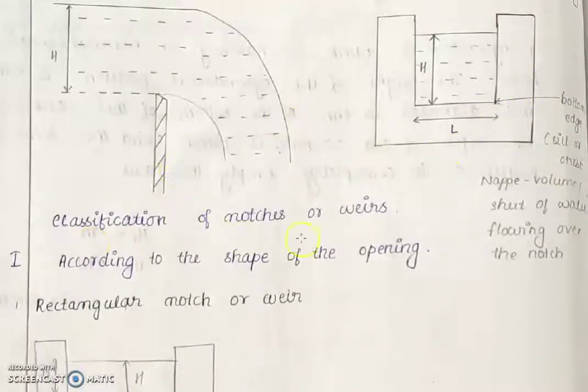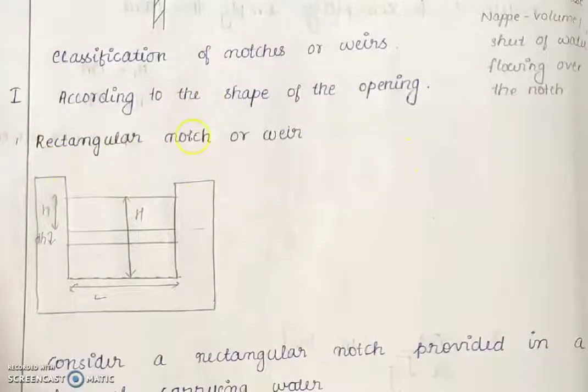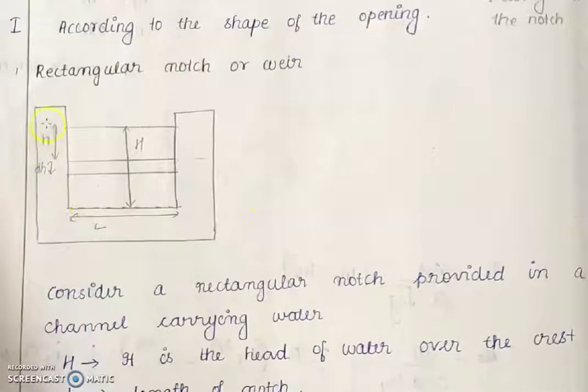And coming to the classification of notches or weirs, the first one is according to the shape of the opening. The first is the rectangular notch or weir. You can see the cross section and the wall, which is the masonry structure, through which the discharge is happening, and this is the crest, the bottom edge. The depth of water is capital H, and the length is capital L.